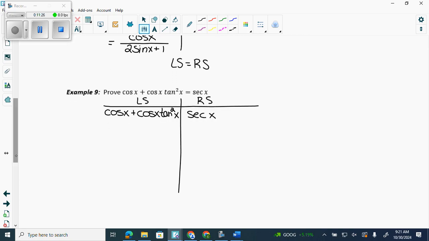What can I do to the left side? Yeah. Take out a cos. Remember, difference of squares and GCFs are usually the problem. Cos x, take out a cos x, is 1 plus tan squared x.